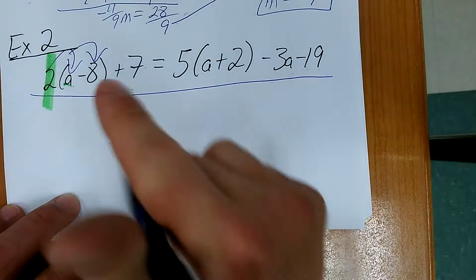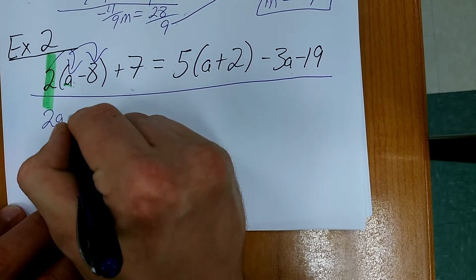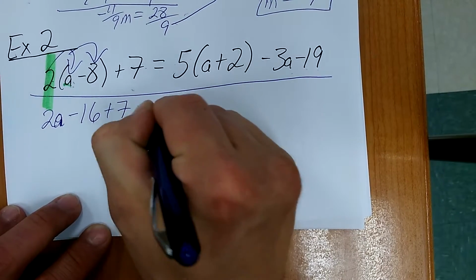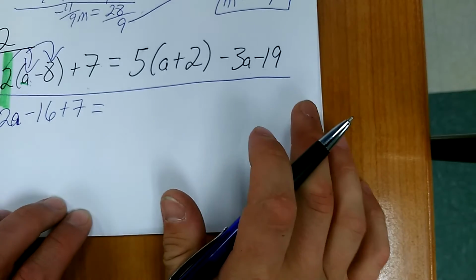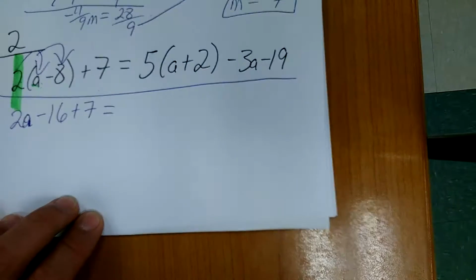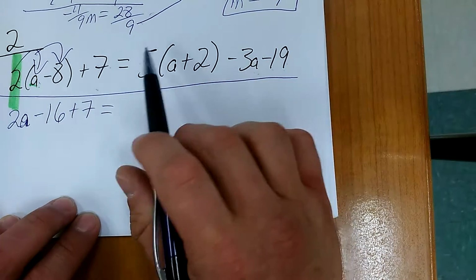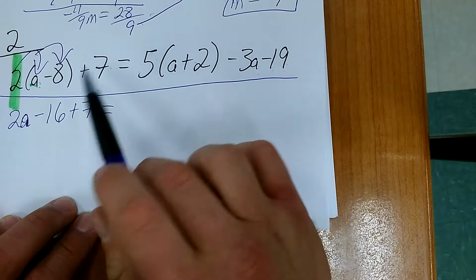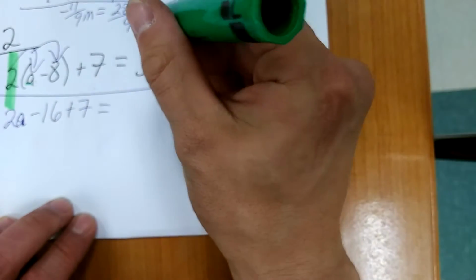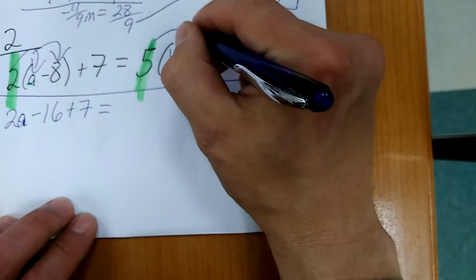Now I'm going to show you guys a little trick here. So 2 times a is 2a, 2 times -8 is -16, plus 7. Now to save space and time, guys, I'm just going to do this whole first line in one step. As I look here, I can't combine a -3a and a -19. And this 5 times a plus 2 looks familiar over here. So what we need to do is take this 5 and distribute it to the a and the 2.